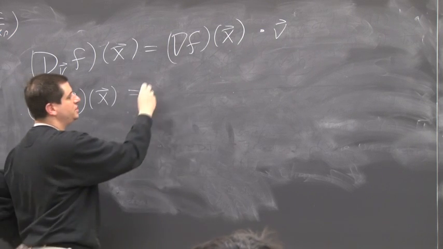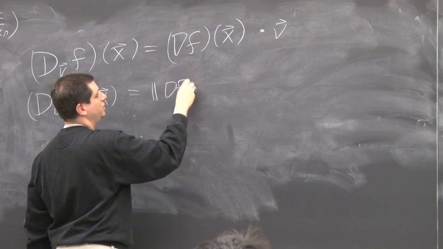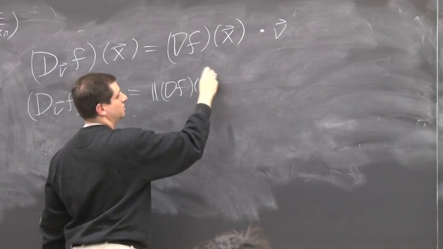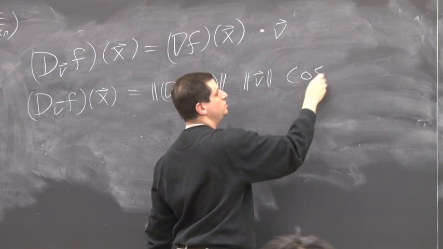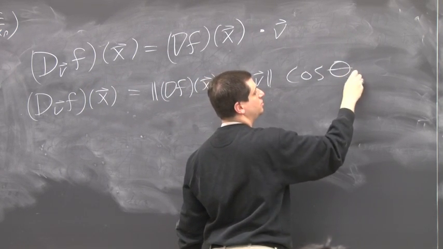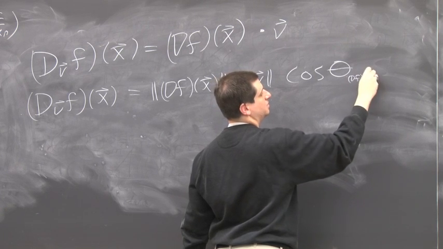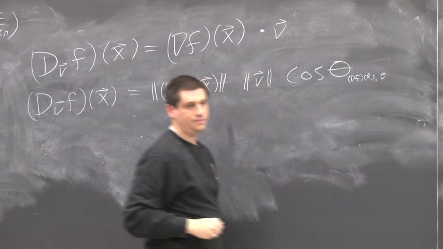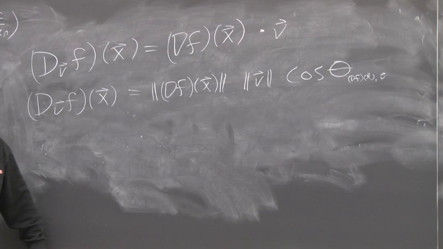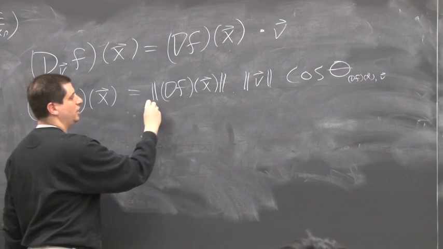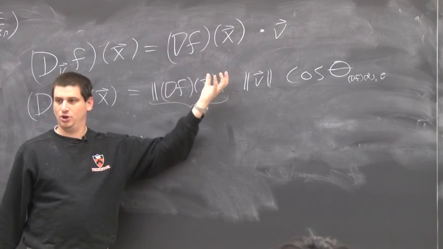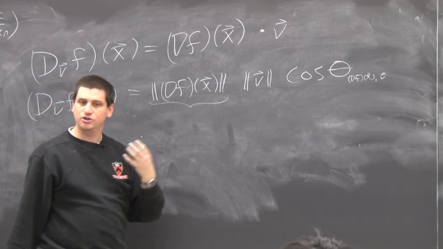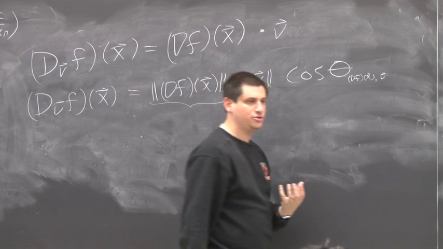So this is just equal to the length of the gradient of f at x times the length of v times the cosine of the angle between the gradient of f at x and v. So this is where we're using the dot product formula from chapter 11. And so I want to see what value of v is going to make this largest. Which value v, which direction should I go to see the greatest possible change?